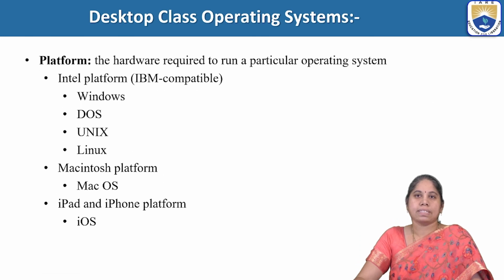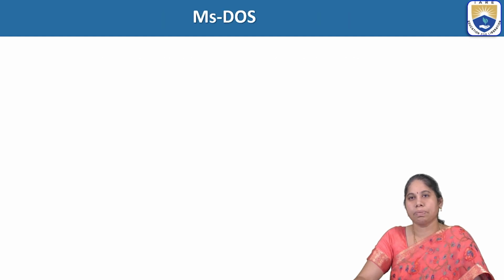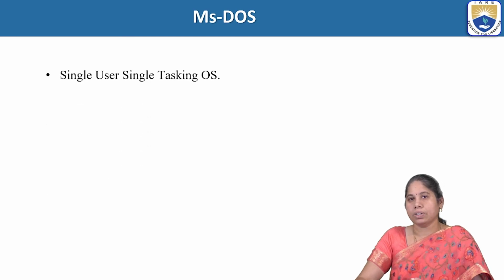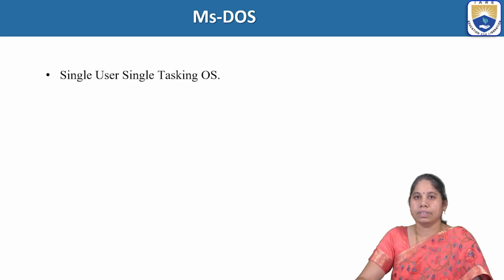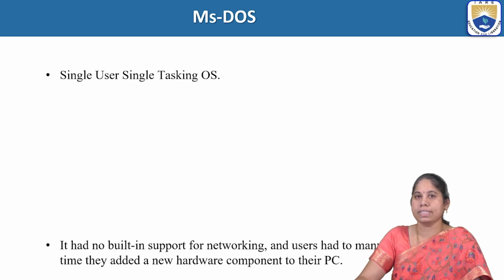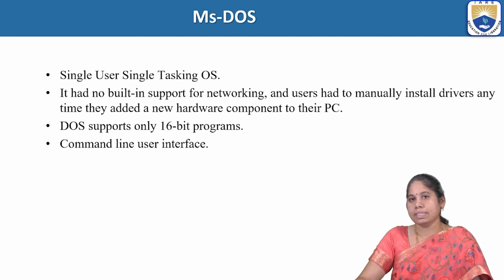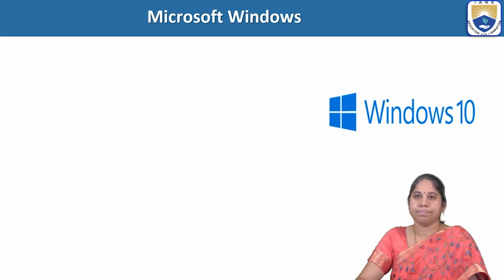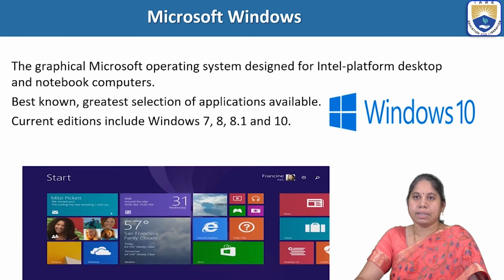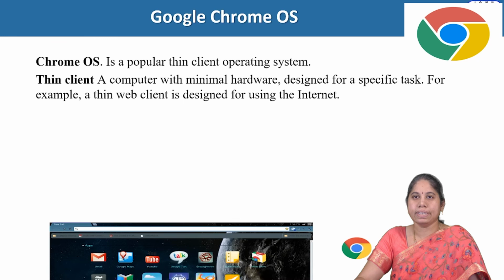Coming to desktop class operating systems: Windows, DOS, Unix, Linux, the Macintosh platform Mac OS, and the iPad and iPhone platform iOS. You may have come across many of these. MS DOS, Microsoft Disk Operating System, was before Windows; it was a single-user, single-task OS and only 16-bit. Now we are using 64-bit and even 128-bit processor configurations. These are Microsoft Windows and Google Chrome OS.